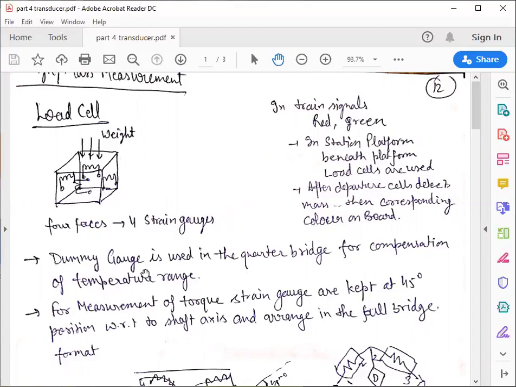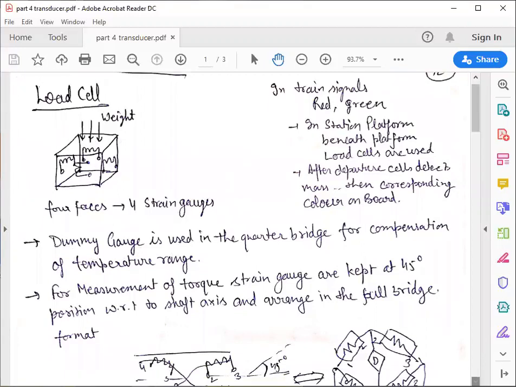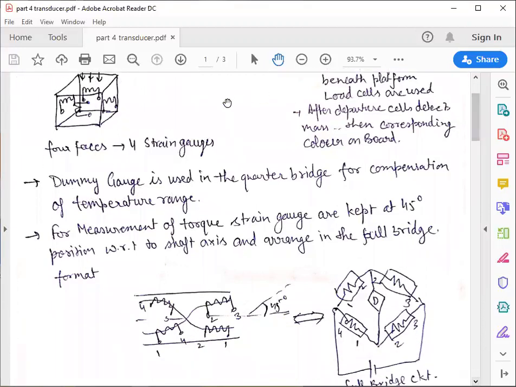Now here a dummy gauge is used in the quarter bridge for compensation of the temperature range, as we have already discussed in strain gauge, that a dummy gauge is used to compensate the temperature. For measurement of torque, we use strain gauges at an angle of 45 degrees. This shows the arrangement of strain gauges at 45 degrees in a full bridge circuit, which measures the torque.